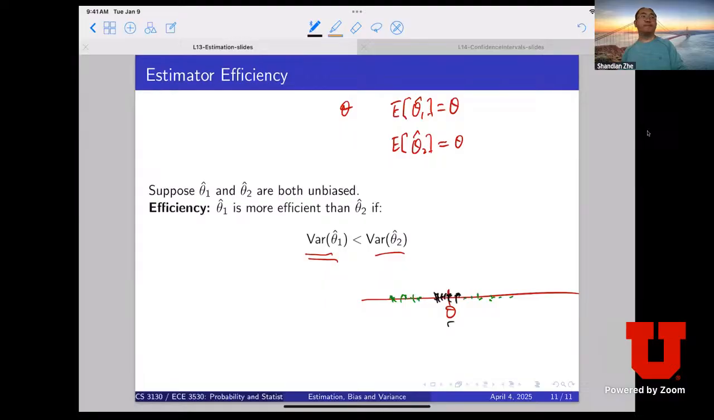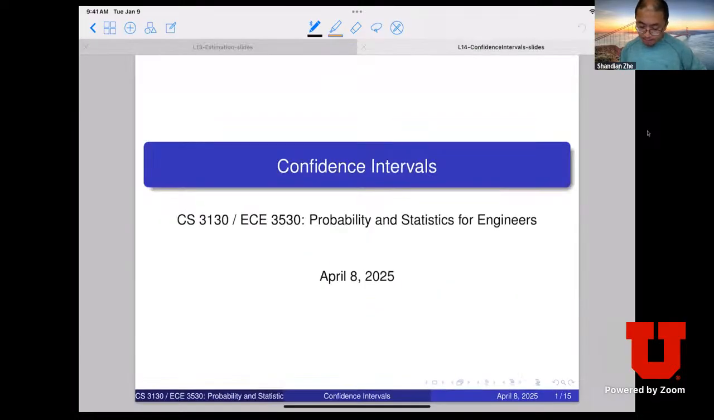Everyone feels comfortable? Okay, great. Okay, that's all about the estimator, the statistics and estimator, right?